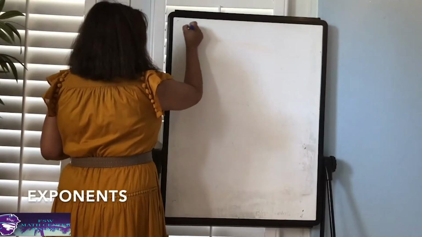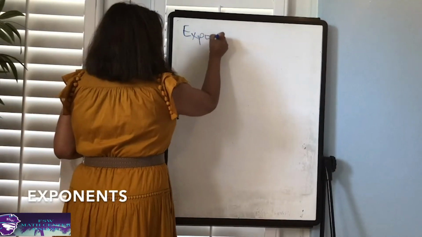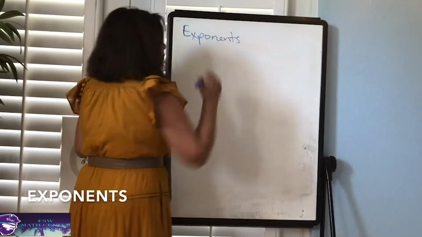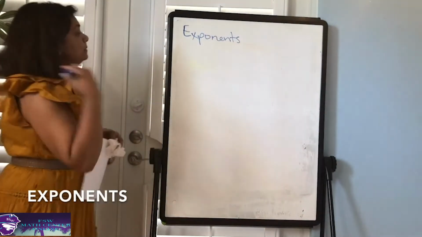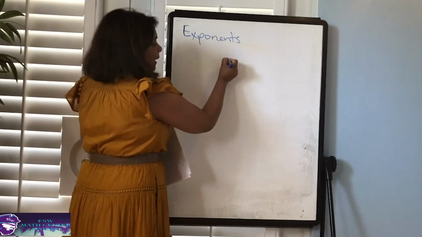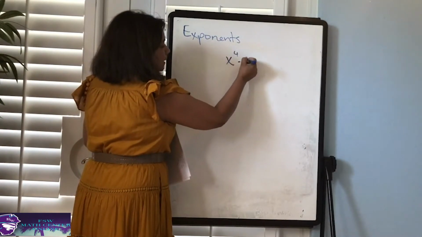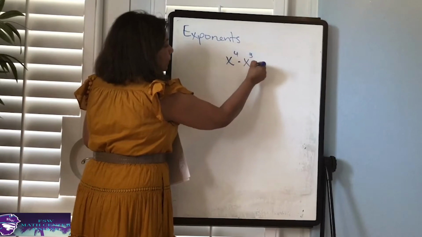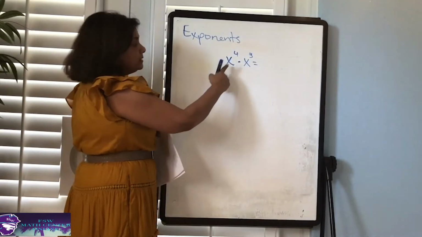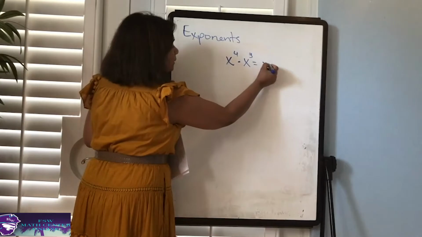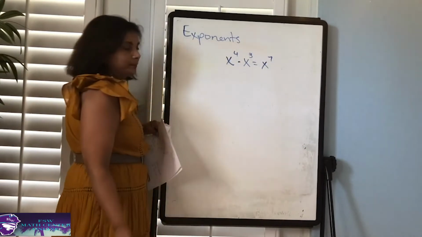Now with exponents, there are a couple rules that I like to go over first before I actually do some problems. For instance, if you have the same base, let's say x to the fourth power times x to the third power. Whenever you multiply the same bases, you add your exponent. So this is going to be x to the seventh.